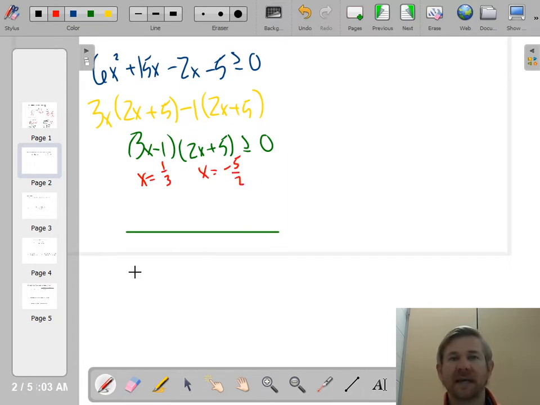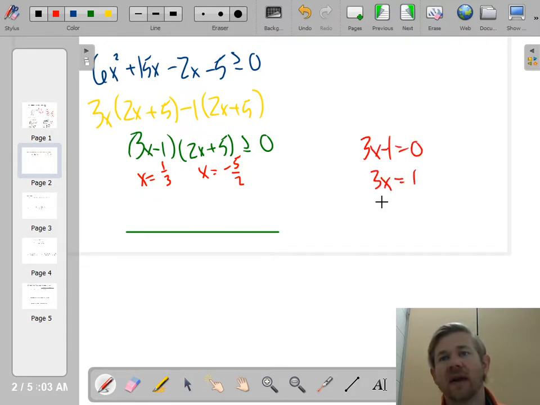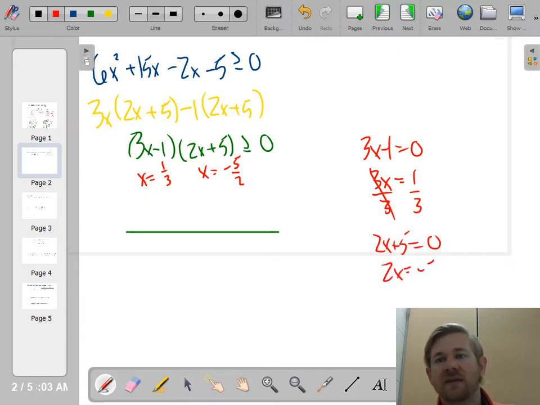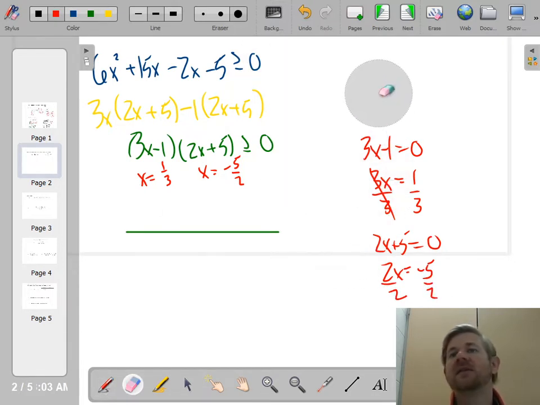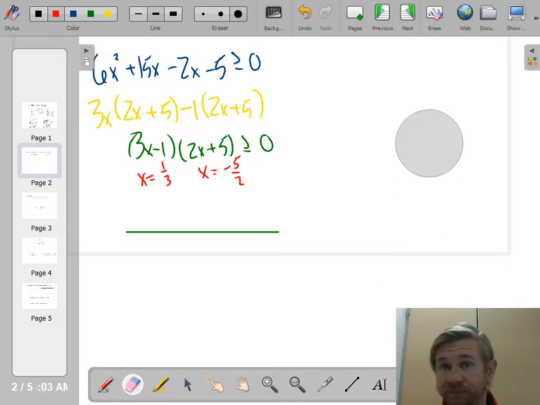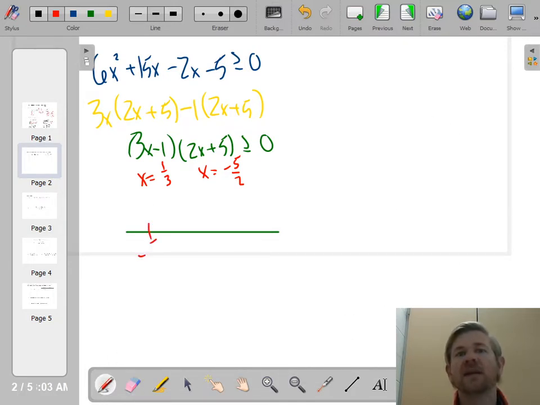The way I'm doing that is write a little mini equation. When does 3x minus 1 equal 0? Add 1, divide by 3. When does 2x plus 5 equal 0? Subtract 5, divide by 2. So you can do them in your head. They're two-step equations, but if you want to write them out, you can do that too. Let's put those on the number line, negative 5/2 and 1/3.